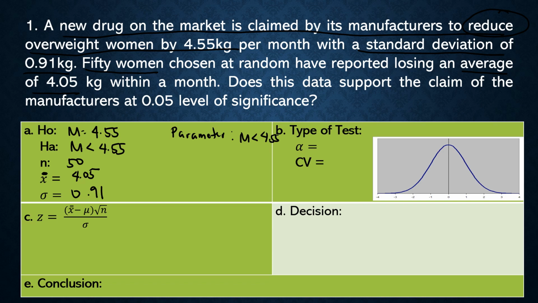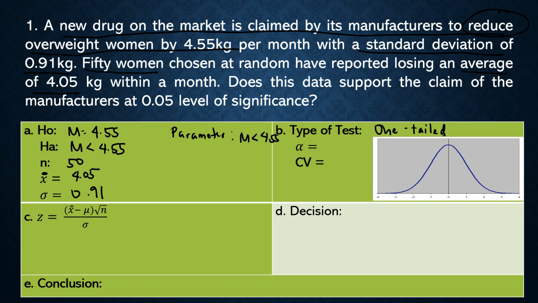On the second step, we're going to identify the type of test. We already know that the type of test is one-tailed. Why? Because we take a look at the alternative hypothesis. If the alternative hypothesis shows less than or greater than, automatically it is one-tailed. However, if it is not equal, automatically that is two-tailed.